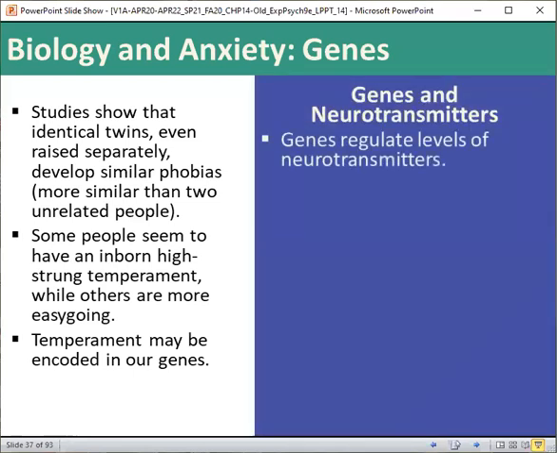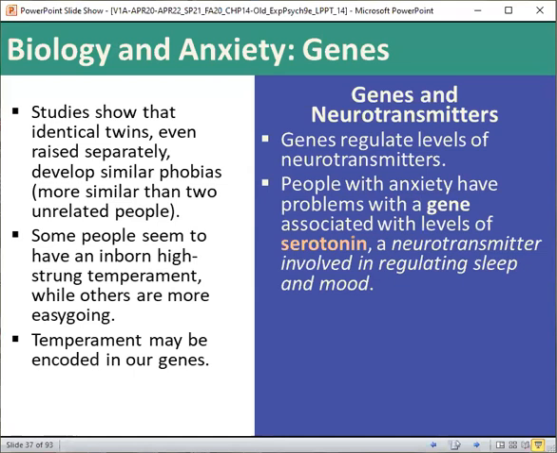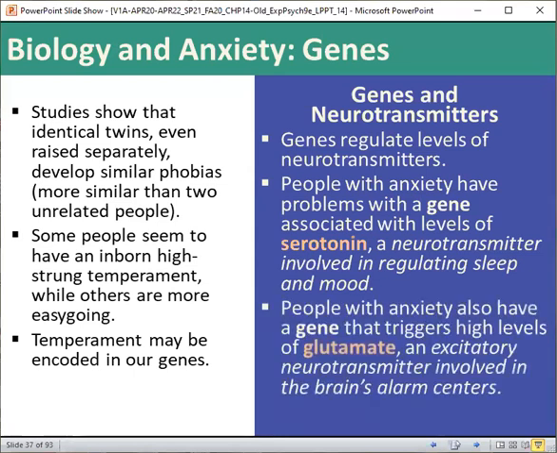Now, genes and neurotransmitters. Genes regulate the levels of neurotransmitters. We've talked about that before. People with anxiety have problems with a gene associated with levels of serotonin, a neurotransmitter involved in regulating sleep and mood. People with anxiety also have a gene that triggers high levels of glutamate, an excitatory neurotransmitter involved in the brain's alarm systems. So again, as we've referred to several times, for example, when we talk about someone who may be somewhat shy, it could simply be that their alarm system is too easily triggered. And you want to try to calm that stuff down. Therefore, you try to avoid those things which trigger the alarm system.